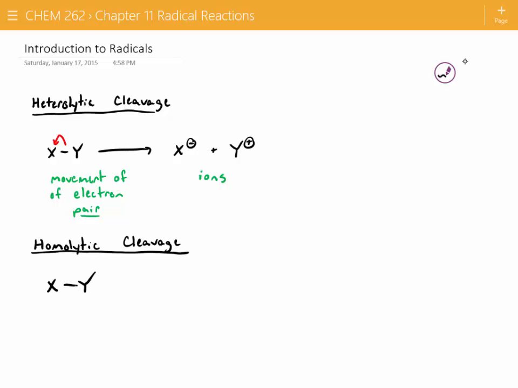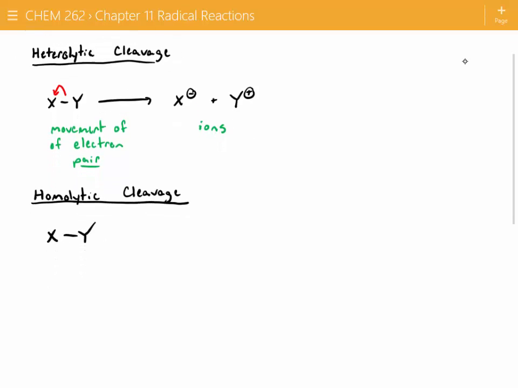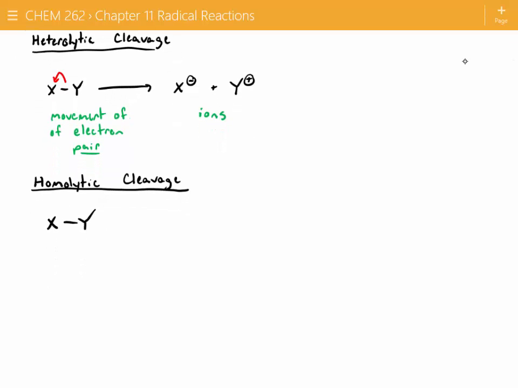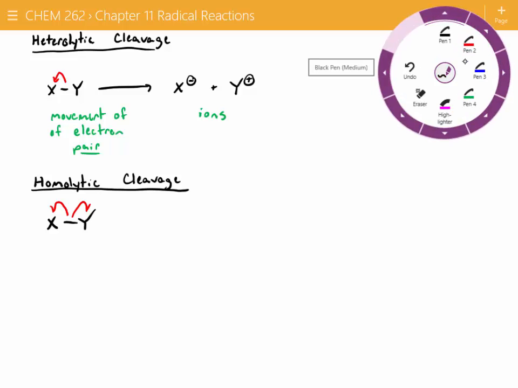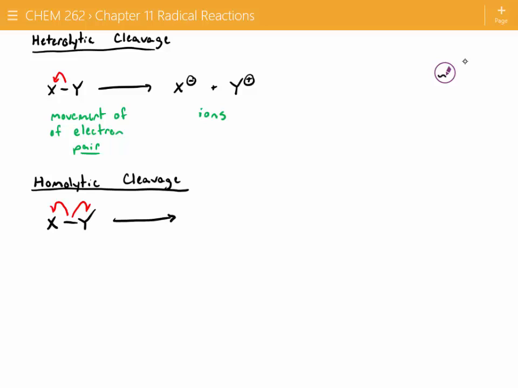All right, with homolytic cleavage, instead of moving an electron pair, we move individual electrons. So in this case, we have to show it differently with our arrows. And the way we do this is with fishhook arrows, which means it's a one-sided arrow. So one electron from this covalent bond goes to Y. The other one can go to X. And instead of getting ions out, now we get radicals, which means we've got an unpaired electron on each atom.